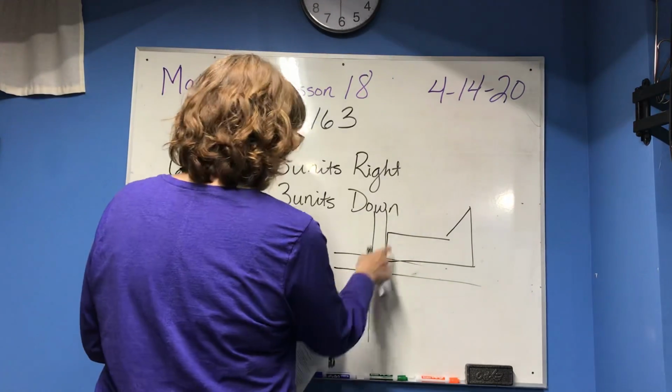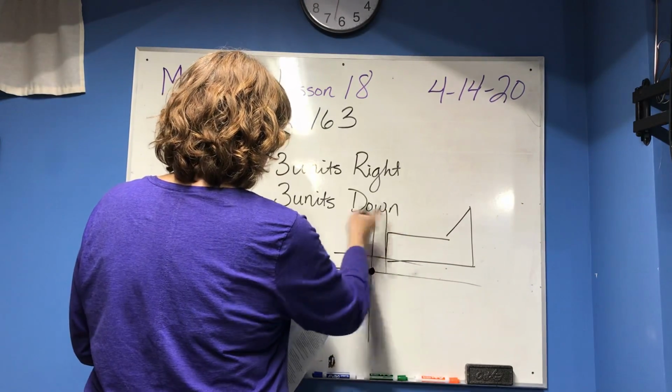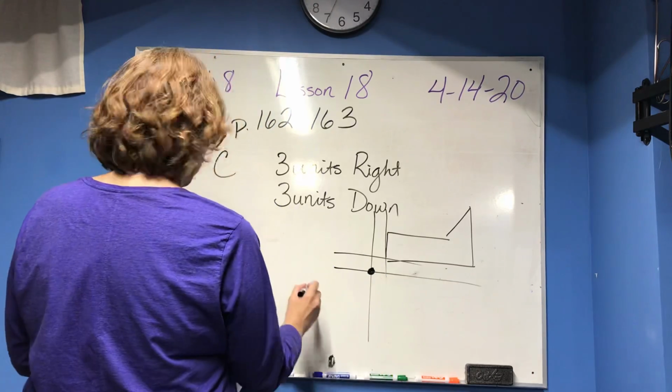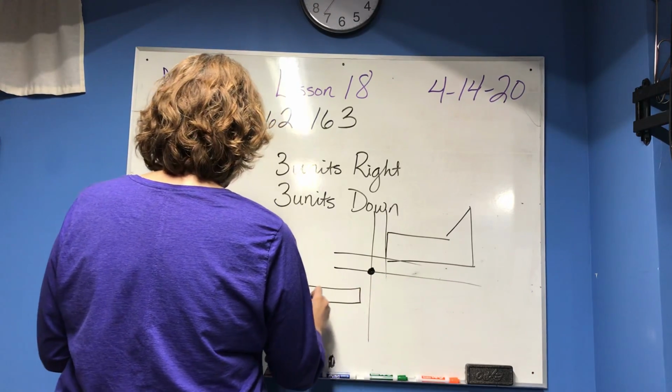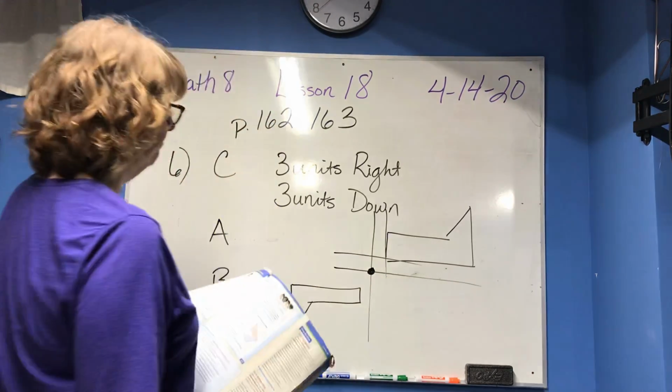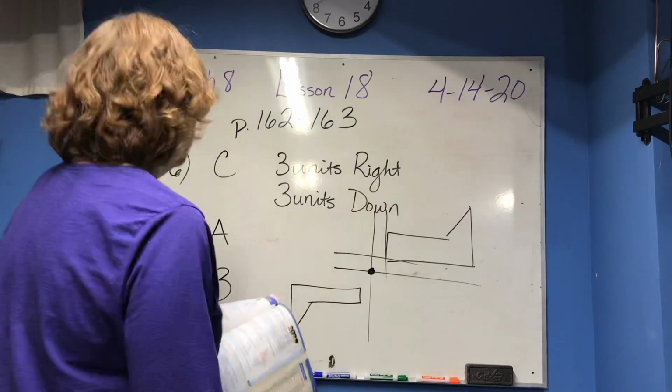So if you could have this on tracing paper, put your finger there, you would rotate it, and so it would come down here, right? This is the reflection. Excuse me, the rotation.